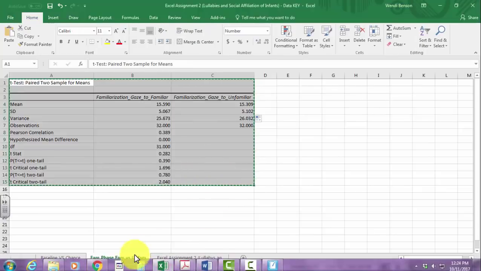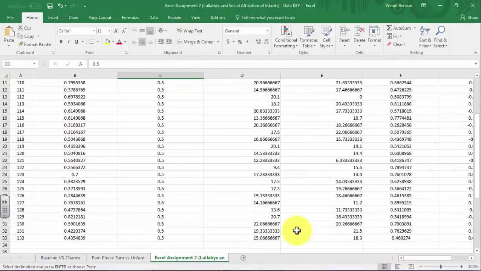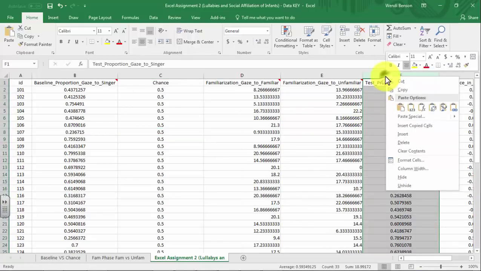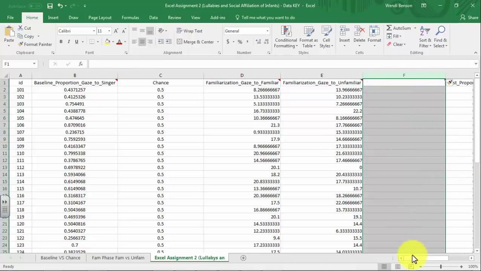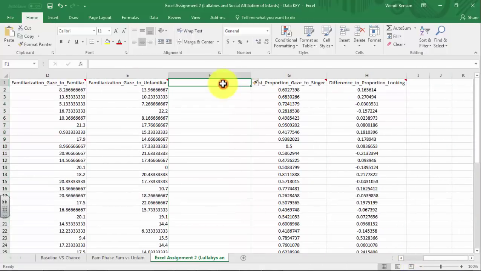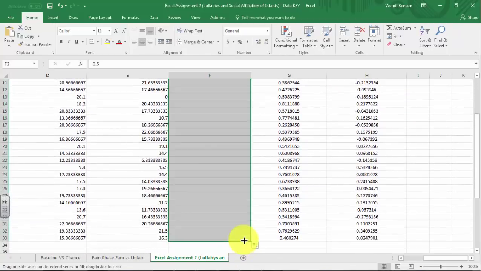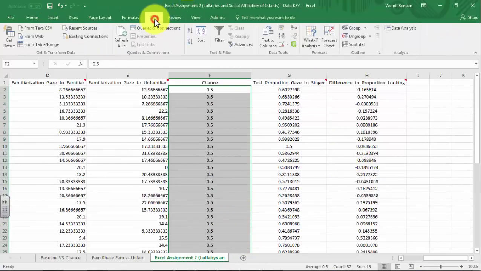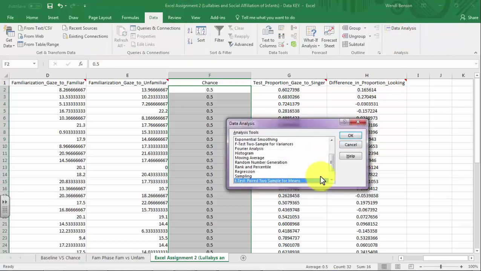So let's do it. And we are going to go back to our Excel assignment 2 data. And we're going to go ahead and right click, insert, and we're going to add chance here. So chance. Okay, and again, that's going to be 0.5. And you can just click and drag down with the little plus sign, and it just 0.5s it out. So now let's go ahead and go to data, data analysis, two sample assuming unequal variances.